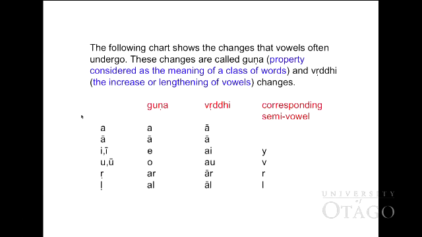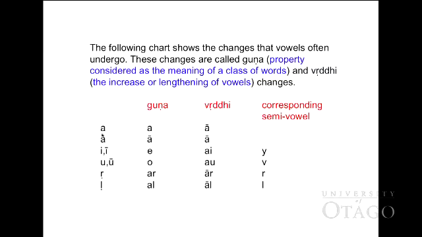Before we study the nouns in ṛ, let's see this chart. The following chart shows the changes that vowels often undergo. These changes are called guṇa. Guṇa means property considered as the meaning of a class of words. And vṛddhi, the increase or lengthening of vowel changes.